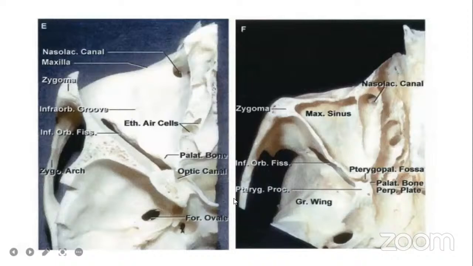In diagram D, the superior aspect is showing the superior aspect of the floor of the anterior cranial fossae, which forms the roof of both orbits. The cribriform plate of the ethmoid bone is situated in the midline between the orbital roofs.